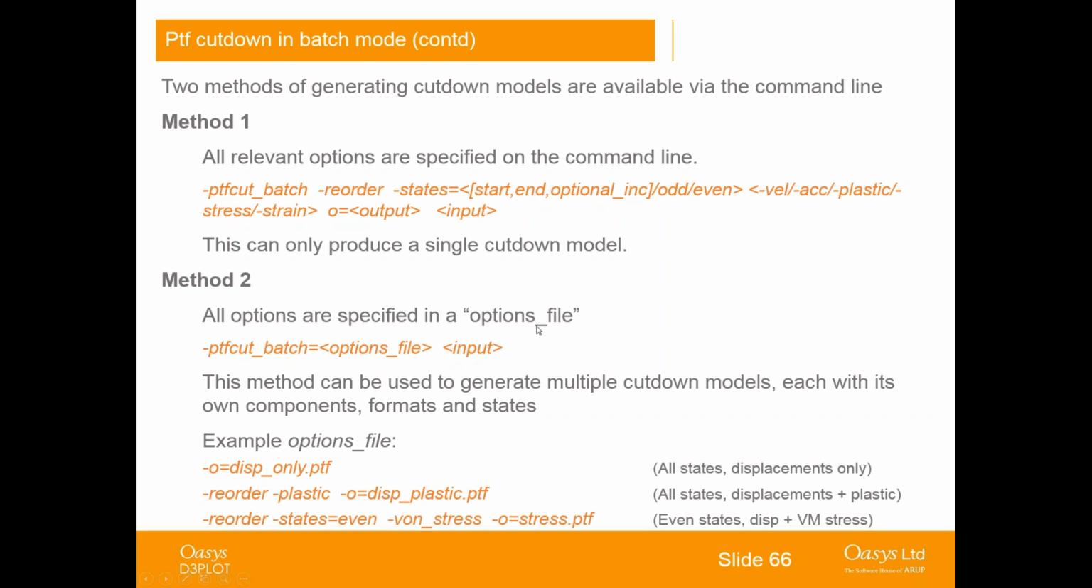Okay, if you use the options file, this has an advantage that we can generate multiple cut-down models, each with its own components, formats, and states. So for example, if we use the options file here, in this case we have all the states and displacements only. Okay, so that's what we'll get.